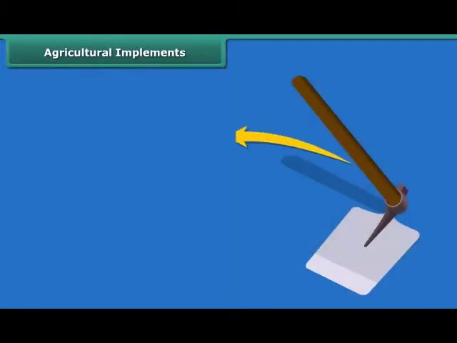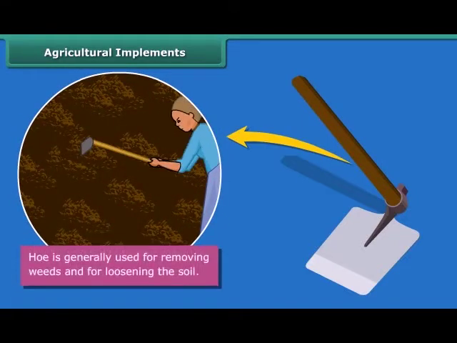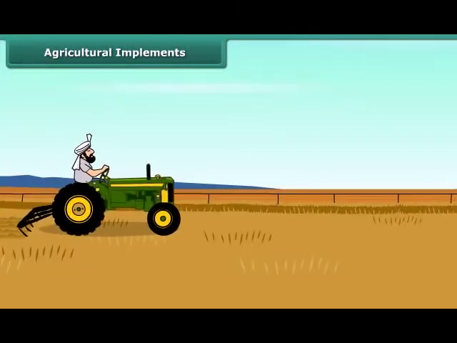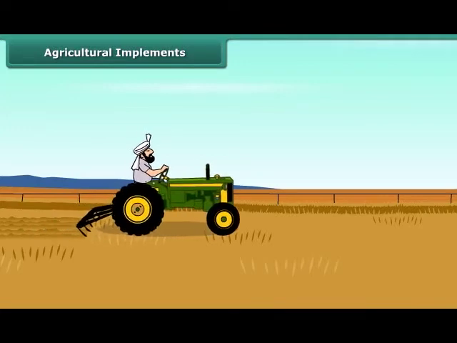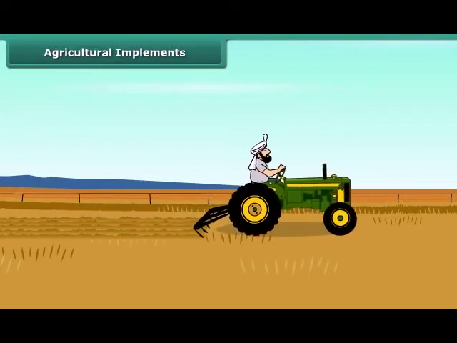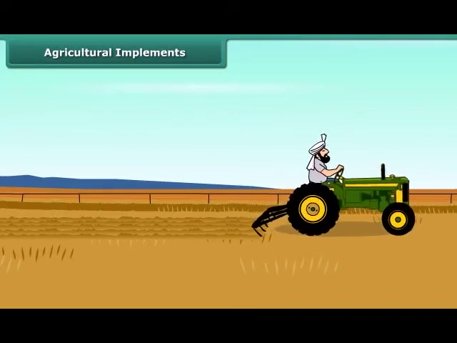Another tool used in plowing is a hoe. It is used for removing weeds and for loosening the soil. It has a long rod of wood, and this strong, broad and bent plate of iron works like a blade. Most of you must have seen tractors in the farms. Nowadays, plowing is done by a tractor-driven cultivator, which saves both labor and time.